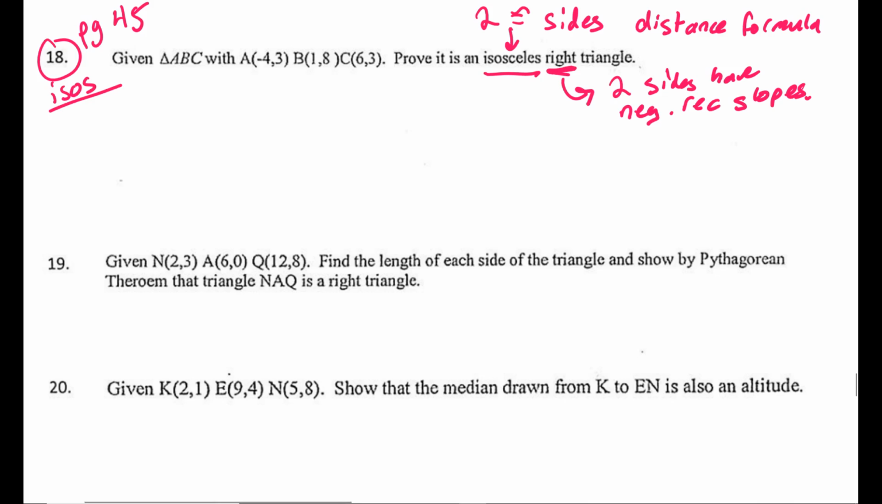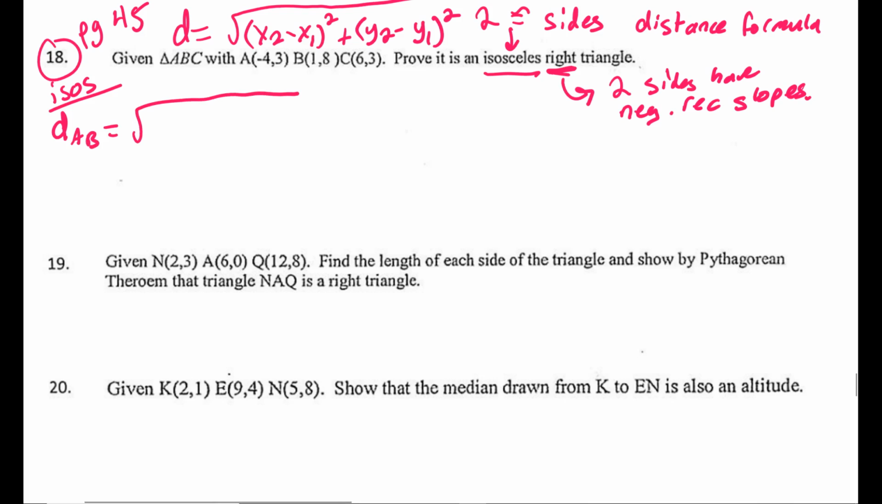So if you don't remember the distance formula, remember that's just d equals the square root of x2 minus x1 squared plus y2 minus y1 squared. So I'm going to find the distance of all the sides and hope the two of them are the same. So I'm going to start with AB. So the distance between A and B would look like 1 minus negative 4, or plus 4 squared, plus 8 minus 3 squared. And that simplifies to radical 5 squared plus 5 squared, or radical 50.